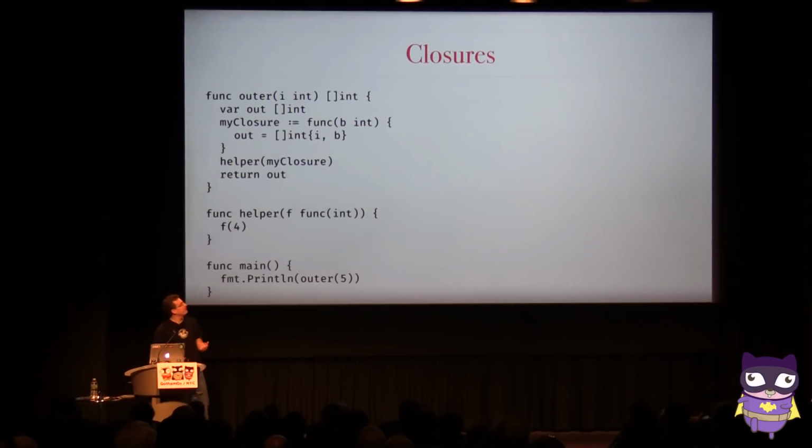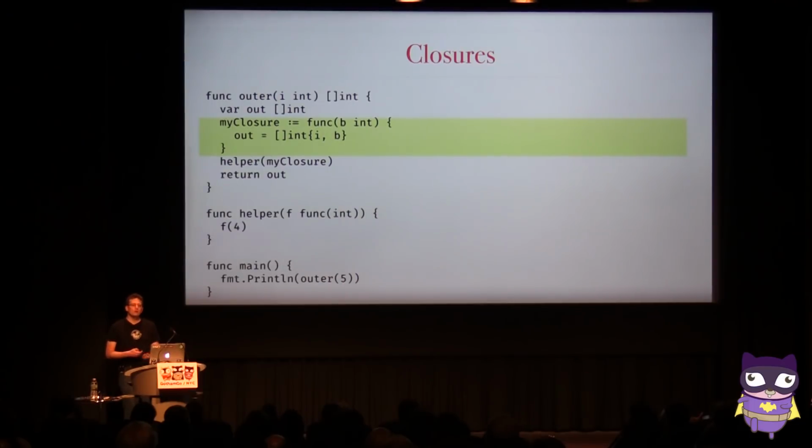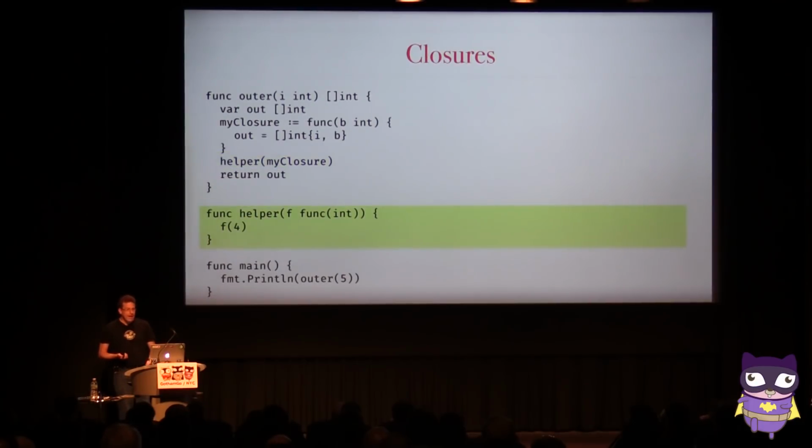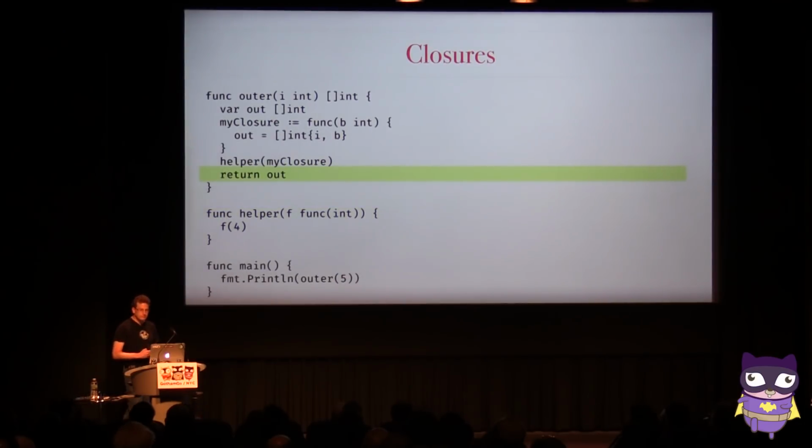And so here, we have a function called outer that takes in an int and returns back a slice of ints. Inside of outer, we declare a variable called out and a closure called myClosure. And inside of myClosure, we're going to create a slice with two elements, the value that was passed into out and the value that was passed into myClosure, and then we're going to assign that slice to out. After we do this, we're going to call a second function called helper and pass it myClosure. And inside of helper, we're going to call myClosure with the value 4. And after that runs, we'll return that value out.